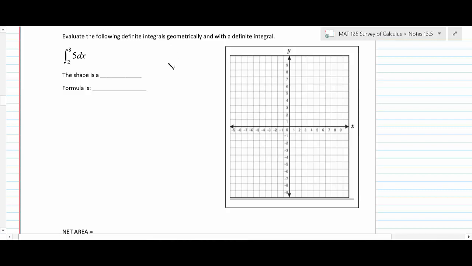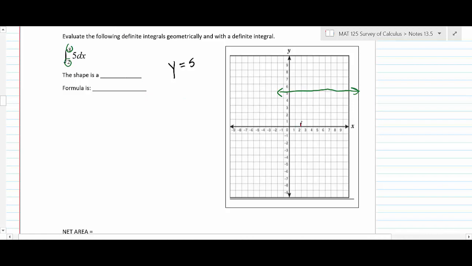What we're going to do is I want you to graph y equals 5. Well, how do you graph y equals 5? It's a horizontal line, okay? It goes like this. So you want to just graph out a line straight across through 5. And the mathematical meaning of this problem is, since you're going from 2 to 8, you're finding the area under the curve.